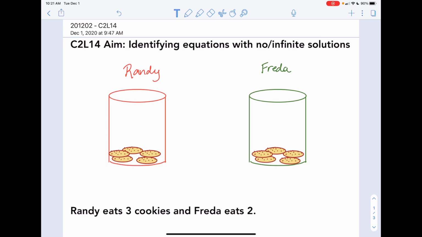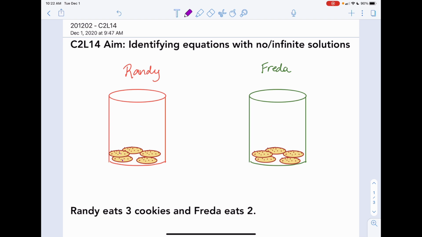In Chapter 2, Lesson 14, our aim is to identify equations that have no or infinitely many solutions. So first, let's consider this situation. We have two cookie jars here, Randy's cookie jar and Frida's cookie jar, and each cookie jar has 5 cookies. We see 1, 2, 3, 4, 5, 1, 2, 3, 4, 5.